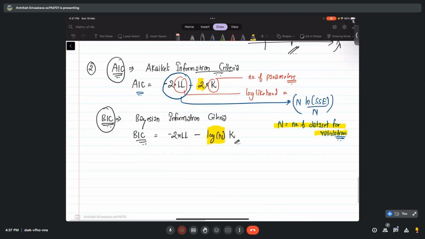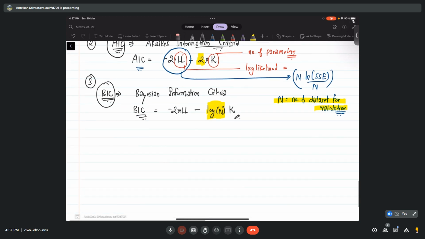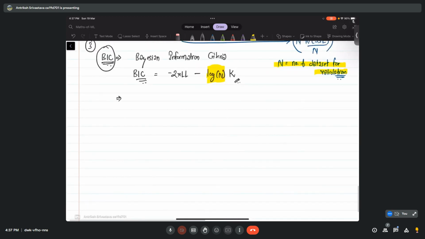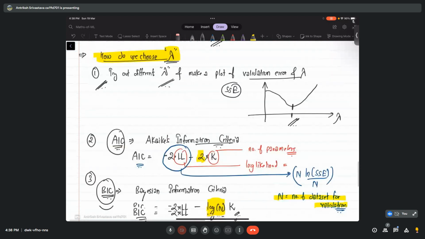So how do we use these AIC or BIC? You don't use them together. You can use either AIC or BIC. Again, as earlier, we use different lambdas and choose the lambda when AIC or BIC is smallest. It's a similar procedure as with the normal SSE. Okay, so that's how you choose your lambda.